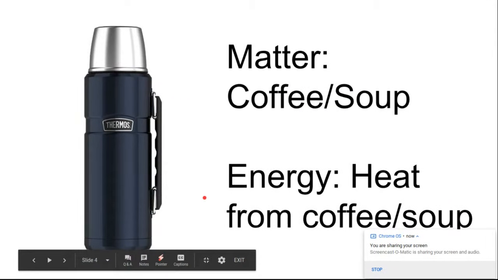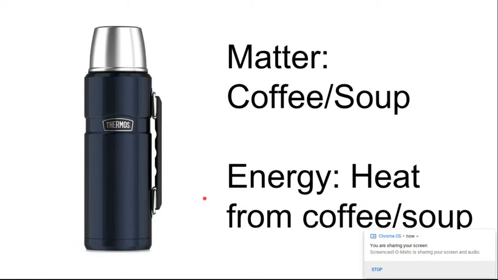Maybe you've used one of these before when you've gone camping or gone somewhere cold outside in the winter. So the matter in this thermos might be the coffee or the soup. The energy is the heat from the coffee or the soup because it was hot when it got poured in. So I want you to think: would this be a closed system or an open system? Pause the video till you have an answer.